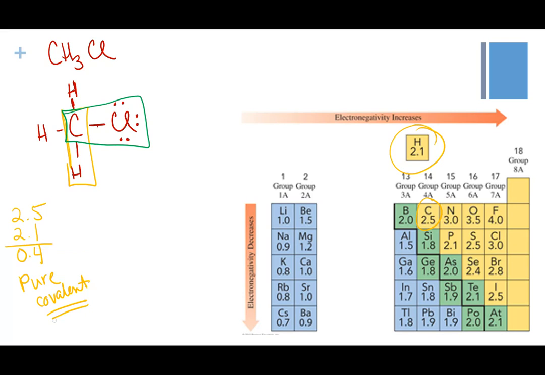But we still have to look at this carbon-chlorine. So electronegativity for carbon is 2.5 still. Electronegativity for chlorine is 3.0. So we've got 0.5. So yeah, there's a dipole moment here.